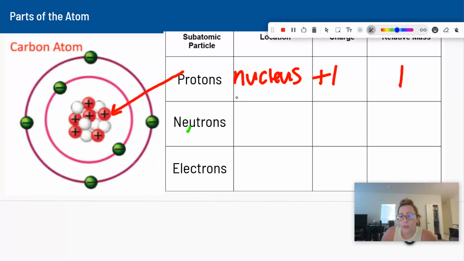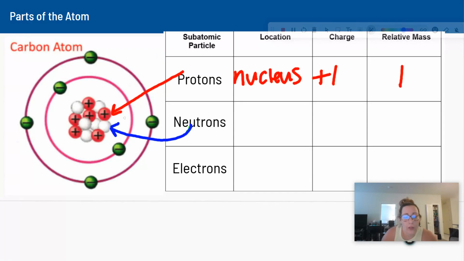Nope, that's not the right color. Neutrons are also in the nucleus.